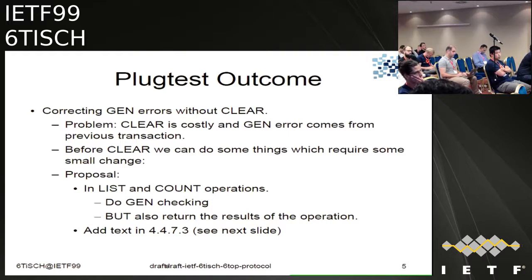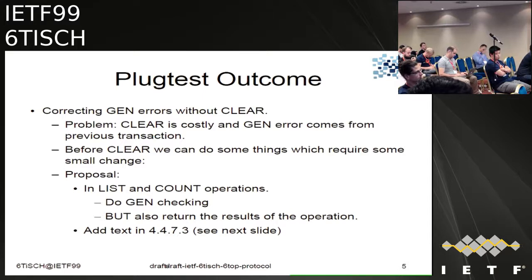You cannot add or delete cells, but the list and count operations will still work. You will be able to send a list and count to your neighbor, and then the return of this operation will tell you what's happening, and then you can correct your own schedule with this result. And then you can kind of cheat on the generation number and stay in sync again.